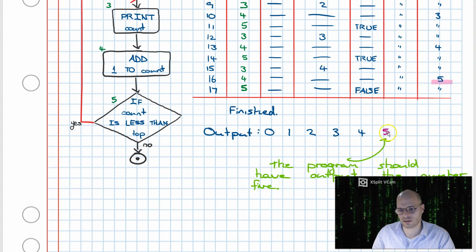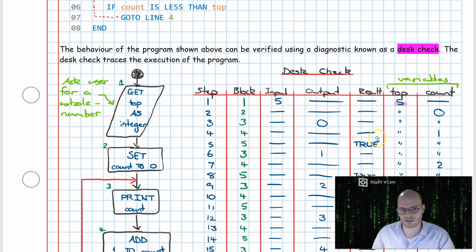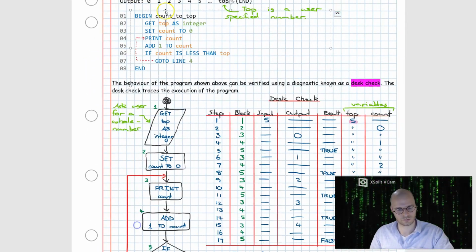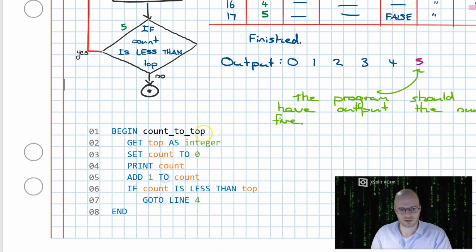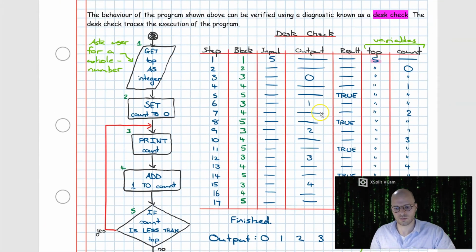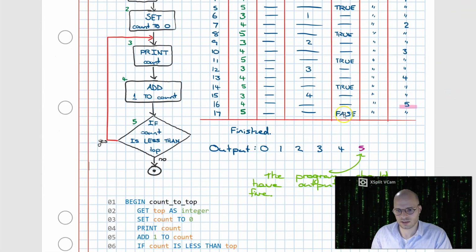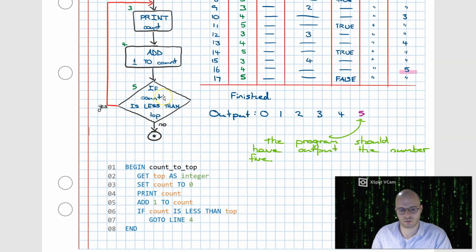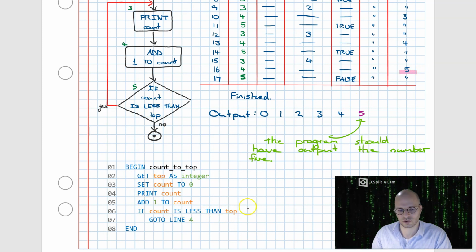Now since we've found the bug that it should have outputted 5, what we need to do now is we need to fix it. So what we can see is that the issue of the program is this condition over here of executing, it should have done a true over here. So what we can do is we can have a look at block 5 and what we're doing here. So it says if count is less than top. Well, we still want it to execute if it's also equal to.